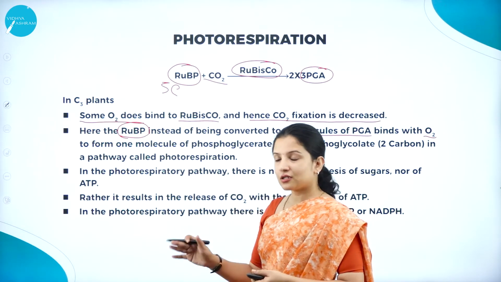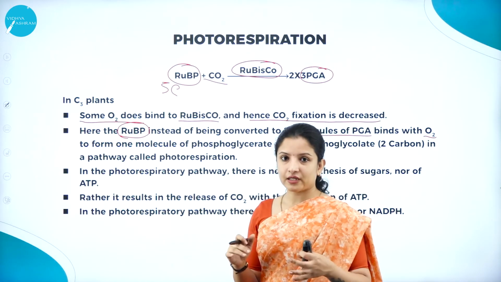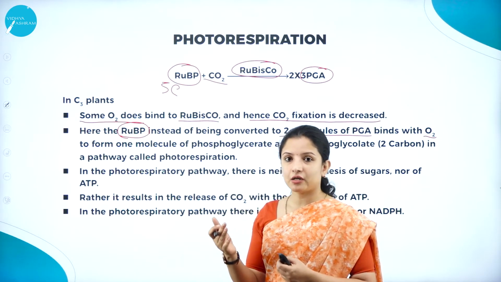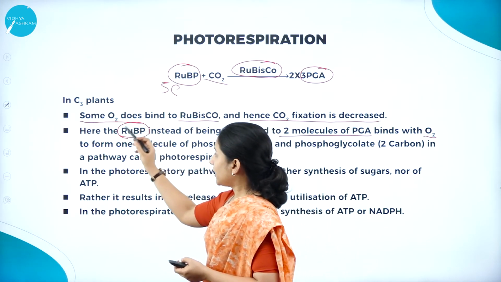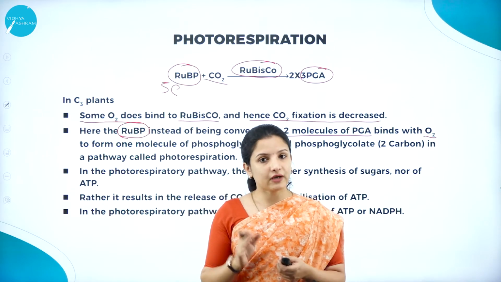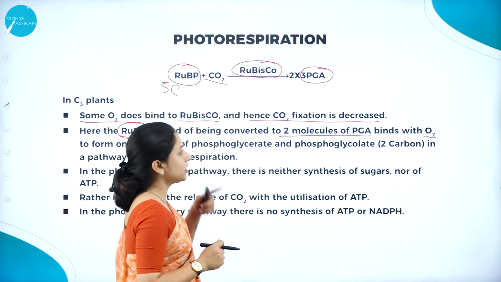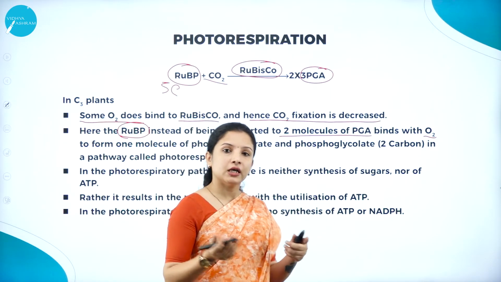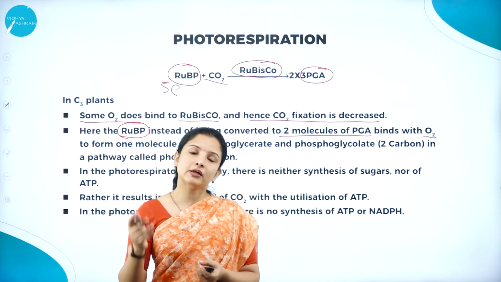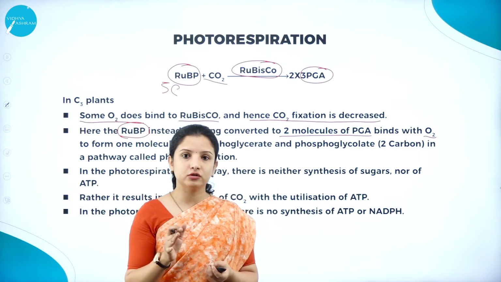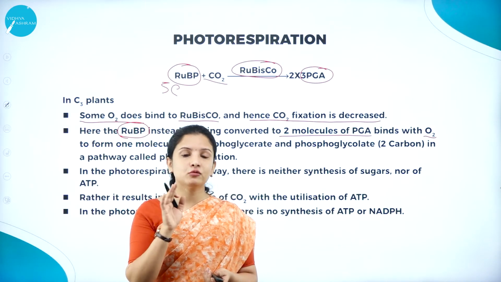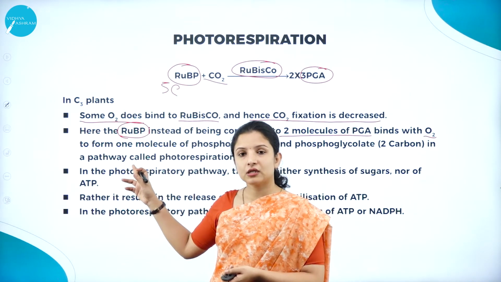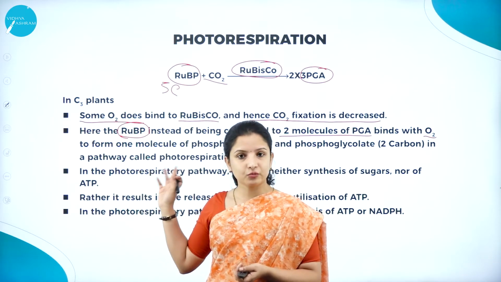Therefore, instead of the carbon dioxide getting fixed, instead of formation of phosphoglyceric acid, which is a 3-carbon compound, here the RuBP, that is ribulose 1,5-bisphosphate, will get converted. If carbon dioxide fixation had occurred, it would have converted into 2 molecules of a 3-carbon compound, which is 3-phosphoglyceric acid. But here what is getting fixed? Actually, oxygen is binding with the Rubisco enzyme.